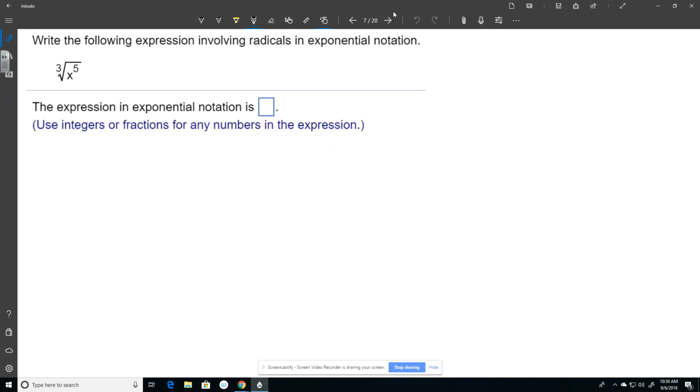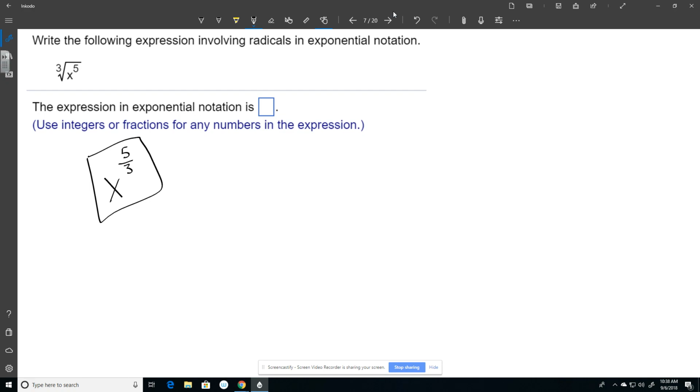Number 7, write the following expression involving radicals in exponential form. So it wants us to get rid of the radical. It wants us to get rid of the square root and change it to an exponent, which is what we just did, but backwards. This is a cube root, and in order to change that to an exponent, I just put it on the bottom of the fraction. So this becomes x to the 5th over 3. So x to the 5/3 would be your final answer.